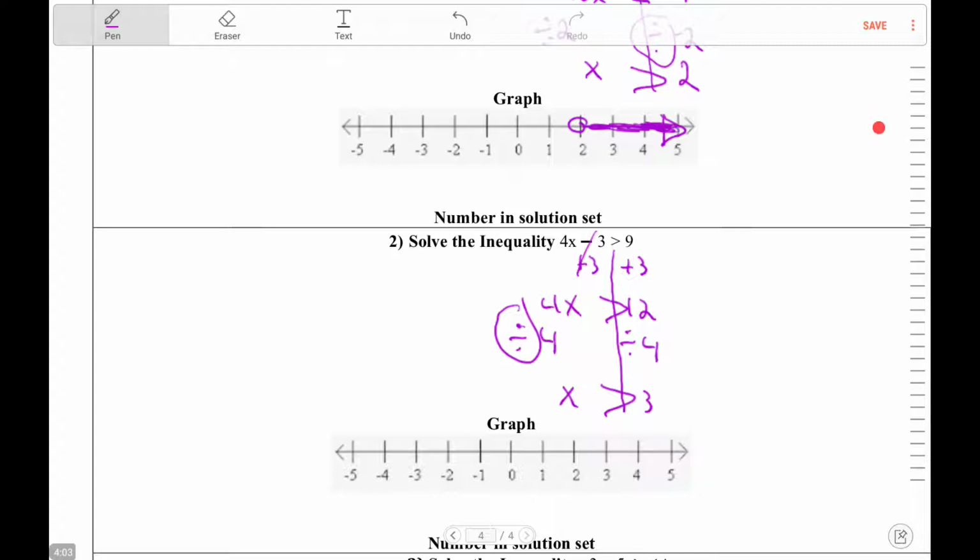Okay, so this graph is going to look very similar to the one above. I draw a circle at 3. I don't fill it in because there's no equal to, right? This is strictly greater than 3. And I shade again to the right and draw an arrow because this is going forever and ever.